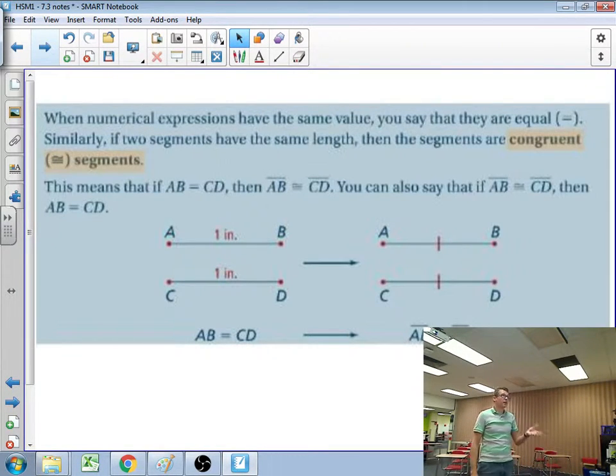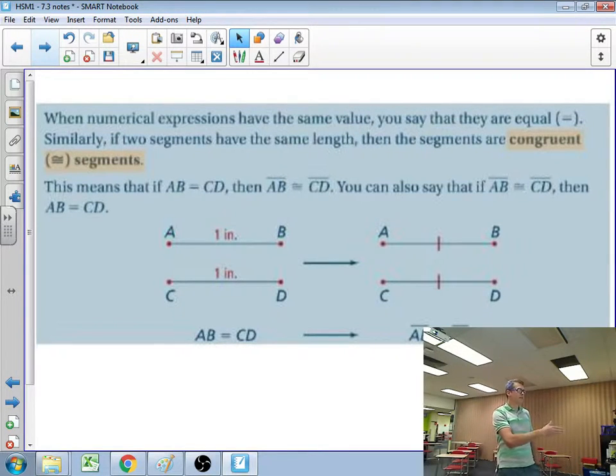Sorry about the quality of the print here. So when numerical expressions have the same values, you say that they are equal. Similarly, two segments that have the same length, we then call congruent. So congruent, different than equal, really just means they are exactly the same. So it's just a fancy way. This deals more in geometry when we see that they are similar and equal, not just similar. So just the squiggly line above the equals would mean similar. With the equals below it, it means congruent.